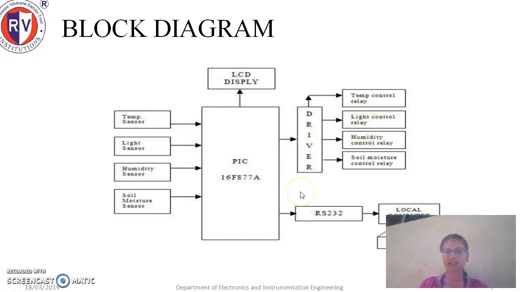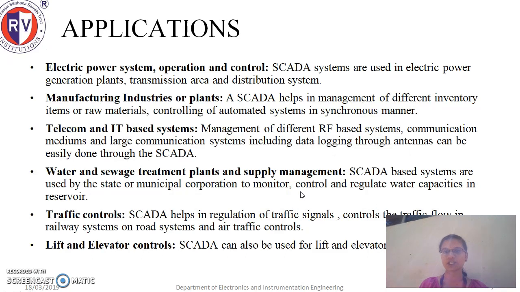driver. Next are the applications of greenhouse parameter control using a SCADA system, like electrical power systems and operation control, where by using SCADA we manage the power we have to generate, transmit and distribute. Then manufacturing industry or plants: SCADA is used in manufacturing industry and plants by controlling raw materials and items. It is also used in telecom and IT based systems for data logging and radio frequency communication.